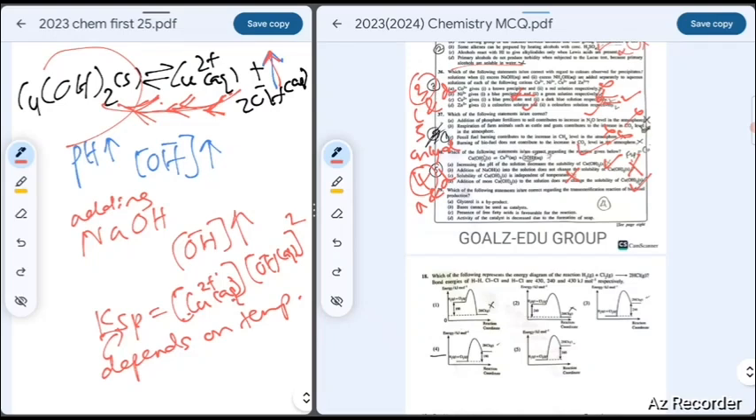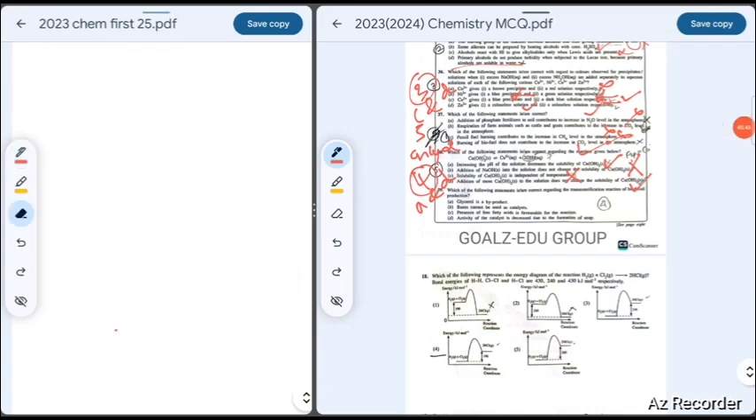Which of the following statements is or are correct regarding the trans-esterification reaction of biodiesel production? So this is regarding the production of biodiesel. Now what are the steps in the biodiesel production? Now what are the raw materials for biodiesel? We need plant oils, then CH3OH, and we need sodium hydroxide.